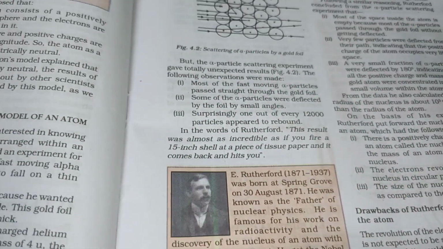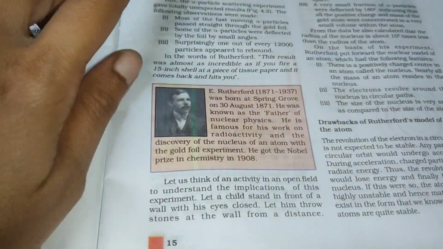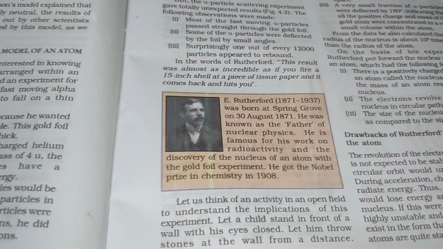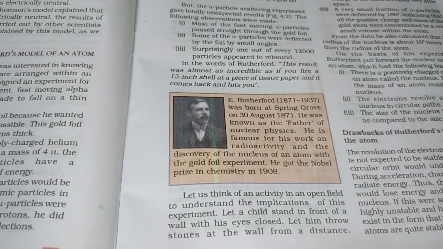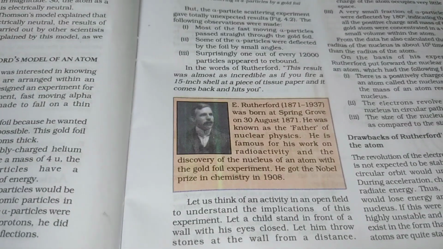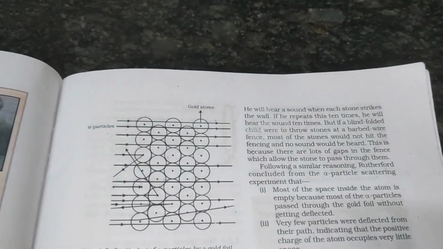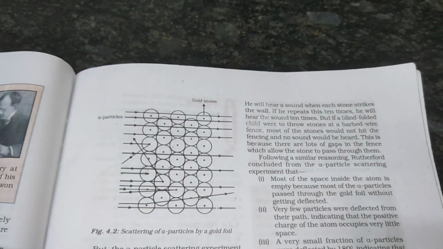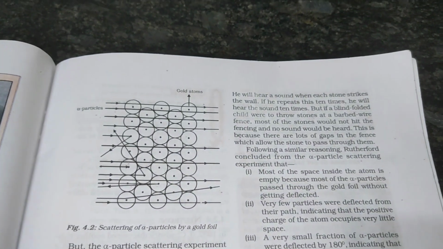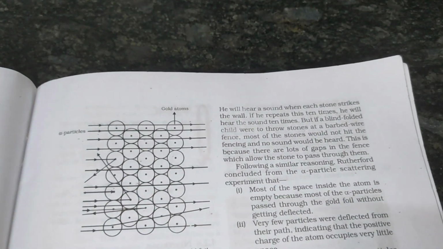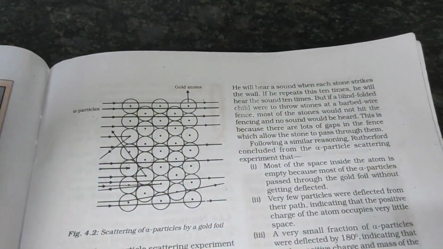Like this he thought. After that, let us think of an activity in an open field to understand the implications of this experiment. One child is in front of a wall with his eyes closed. He throws stones at the wall from a distance. What happens? He will hear the sound whenever a stone strikes it. If he repeats this 10 times, he should hear the sound 10 times, because all 10 stones will hit the wall.